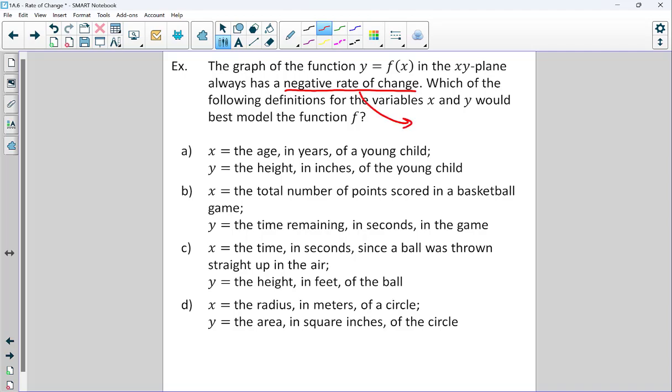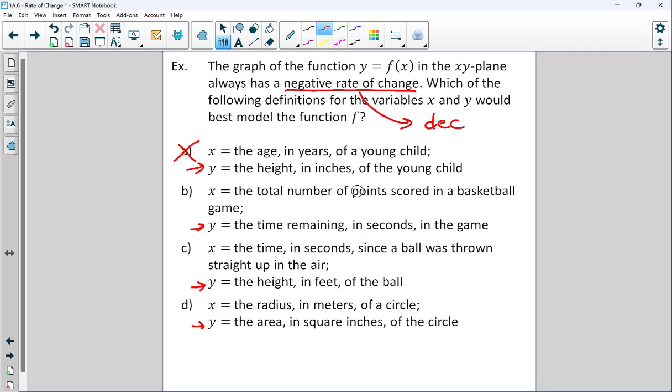If I'm looking for a negative rate of change, that's the same thing as a decreasing function. And when I'm deciding whether a function is decreasing or increasing, it is the outputs that I'm focusing my attention on. X will always increase. The inputs will always increase. The question is, what are the outputs doing as the inputs increase? For example, X is the age in years of a young child. So as the age increases, the height of the young child hopefully will increase as well. I'm looking for decrease. So that's not the answer.